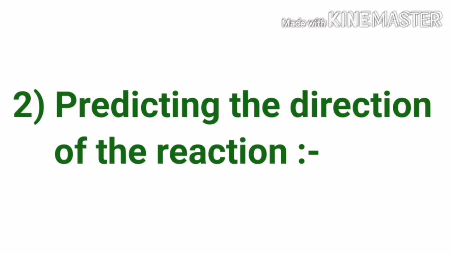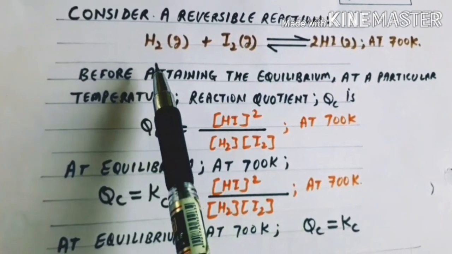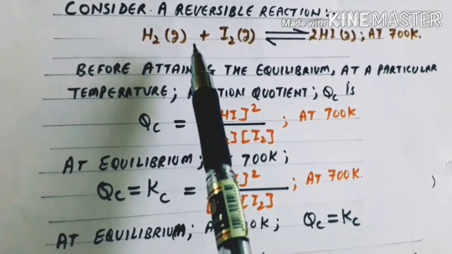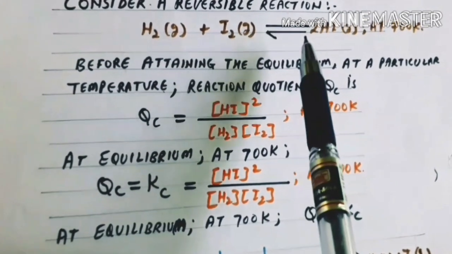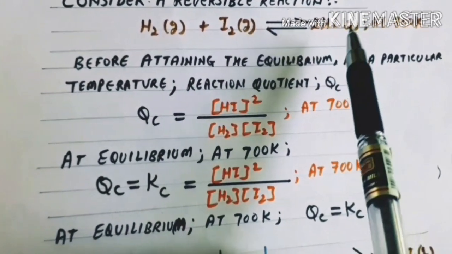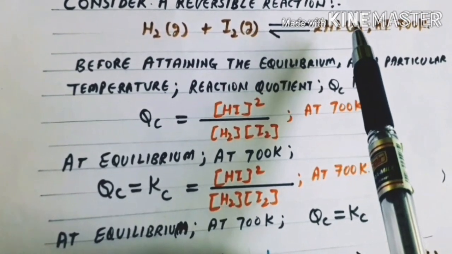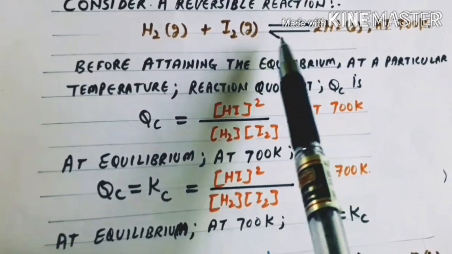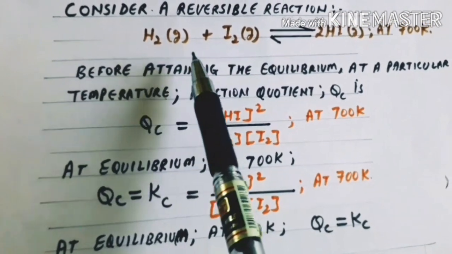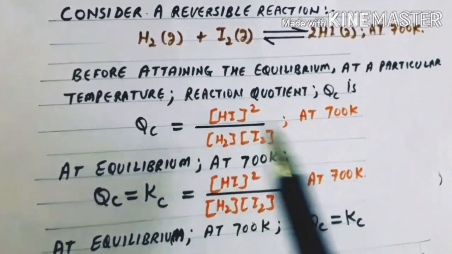Predicting the direction of the reaction is the second application of equilibrium constant. Consider a reversible reaction in which 1 mole of hydrogen gas as a reactant reacts with 1 mole of iodine gas as a reactant in the forward direction to produce 2 moles of the product hydrogen iodide gas, and 2 moles of hydrogen iodide gas as a product decompose in the backward direction to give back the reactants, that is 1 mole of hydrogen gas and 1 mole of iodine gas at 700 Kelvin.